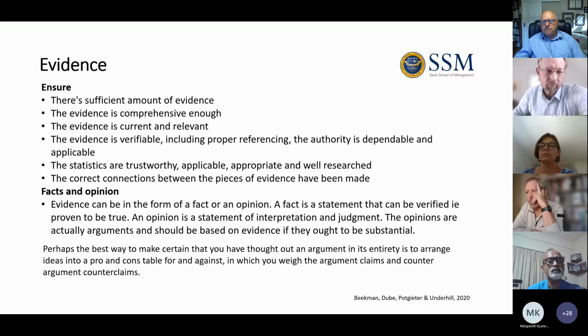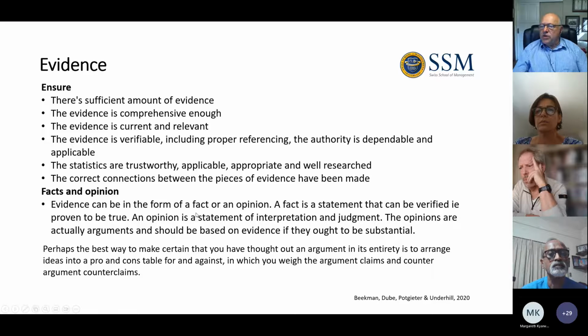You must ensure that hopefully your sources are from peer-reviewed journals and other verifiable sources. Your statistics must also be trustworthy, applicable, appropriate, and well-researched. There's a big difference between facts and opinion.